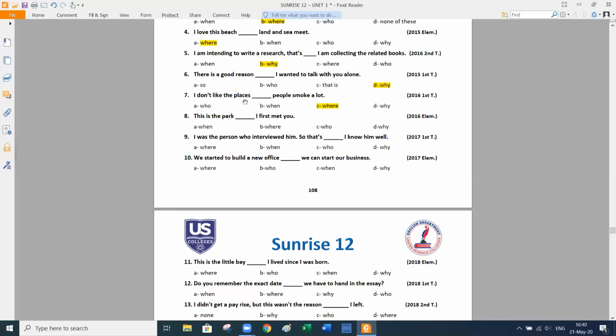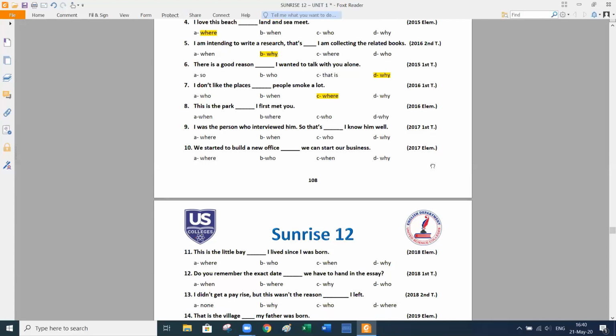I don't like places where people smoke a lot, but let's check whether it's correct or not. Can we ask the question, where do people smoke a lot? Yes, we can. We can ask the question using the question word where. It means we are referring to a place, not an object, not a subject. So the answer is where.